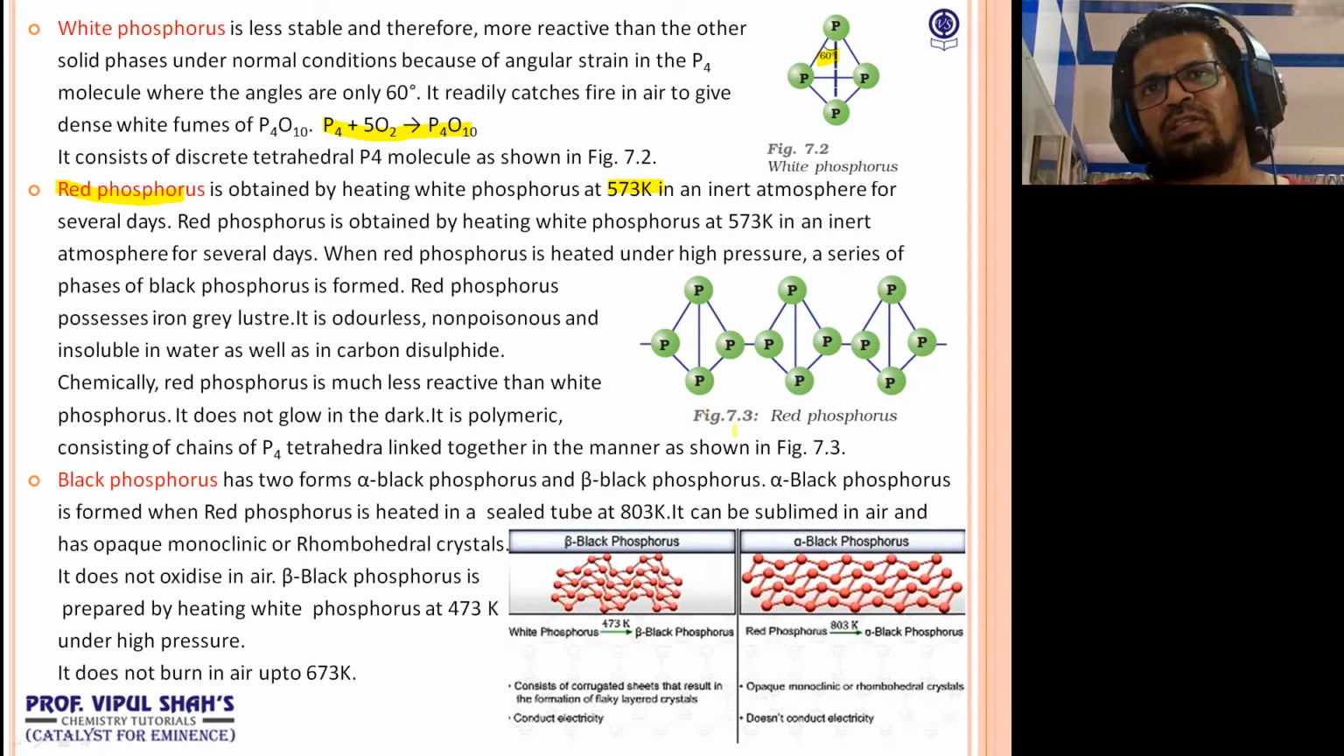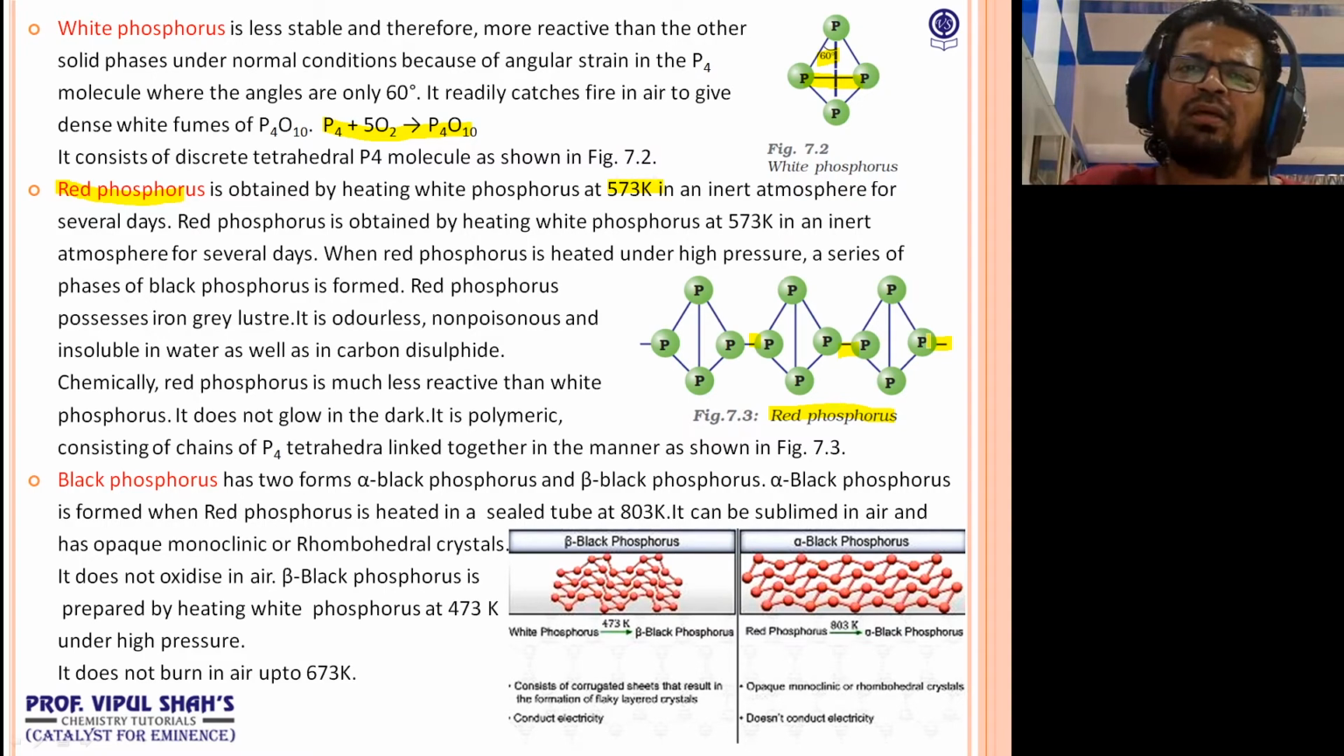We have observed the structure of red phosphorus. See on the slide, it is like a polymeric chain. In white phosphorus, this P-P bond is broken and a new P-P bond is formed over here. So the P-P bond in between is broken and a new P-P bond is formed, and that gives a long extended polymeric chain. That's called red phosphorus.